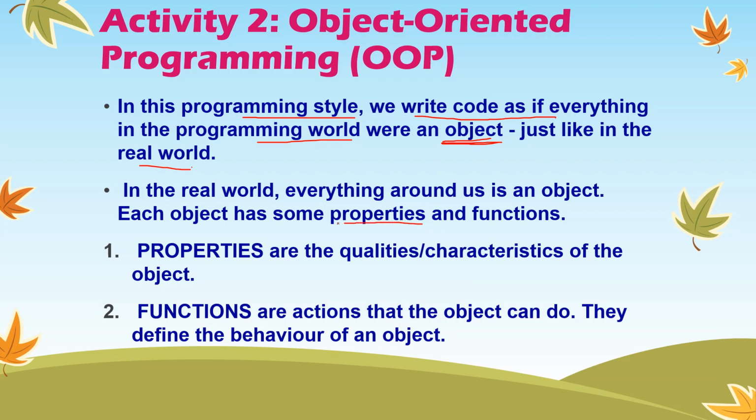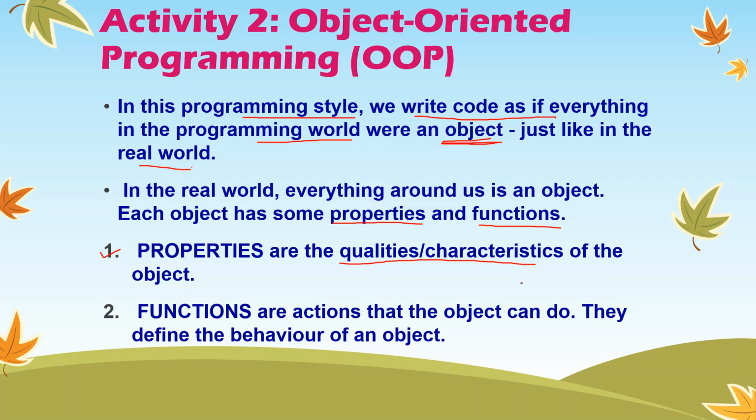Each object, every and each object has properties and functions. So similarly, in this programming language, in this programming style, we have the properties and functions. So what are properties? Properties are nothing but the qualities or the characteristics, right? Like let's suppose if I take a mobile phone. What is the property of that mobile phone? How it looks, how is its size, how is its texture, how is its color, and all of these things come under the properties.